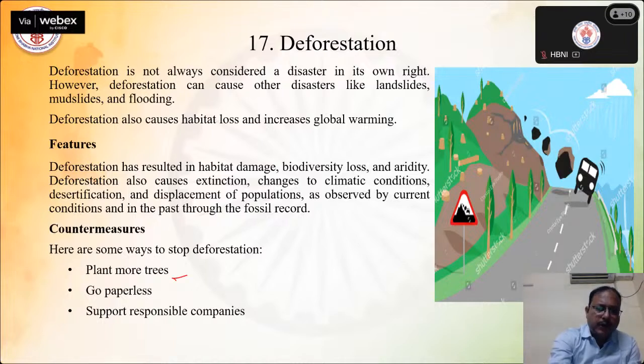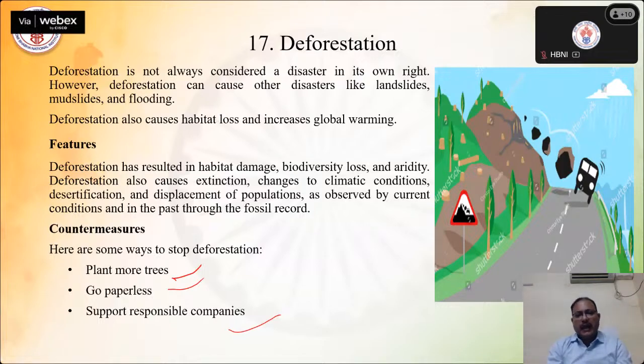Countermeasures: plant more trees, go paperless, support responsible companies or agencies. Whosoever is working on that, it is our primary duty to support these people.